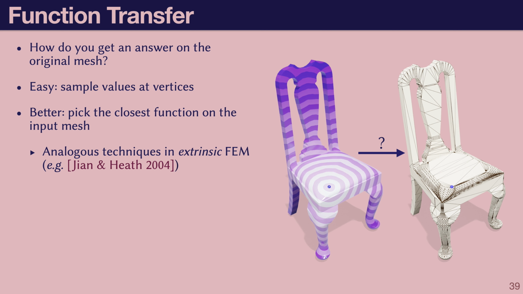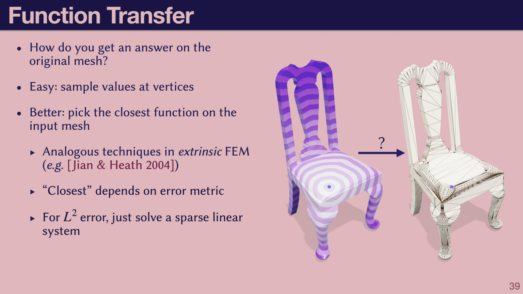This sort of optimization is common in the extrinsic FEM literature, but we apply it to the intrinsic setting for the first time. Of course, the closest function depends on what error metric we use, but for L2 error, finding the closest function on the input mesh just boils down to solving a sparse linear system.